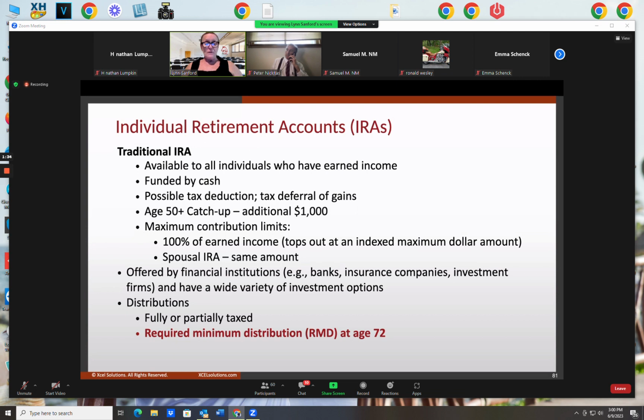Distributions can be fully or partially taxed, depending on if you took a tax deduction for your contribution or not. Required minimum distribution is no later than December 31st of the year in which you turn now 73. Just this year, the SECURE Act 2.0 was passed. So now, they delayed it another year, the year in which you turn 73, you must start taking required minimum distribution out by no later than December 31st of that year that you turn age 73.